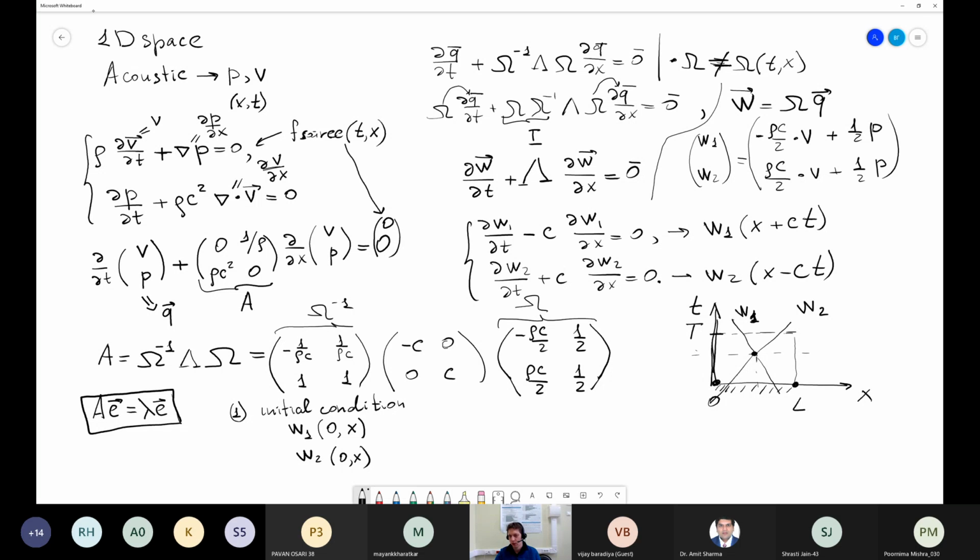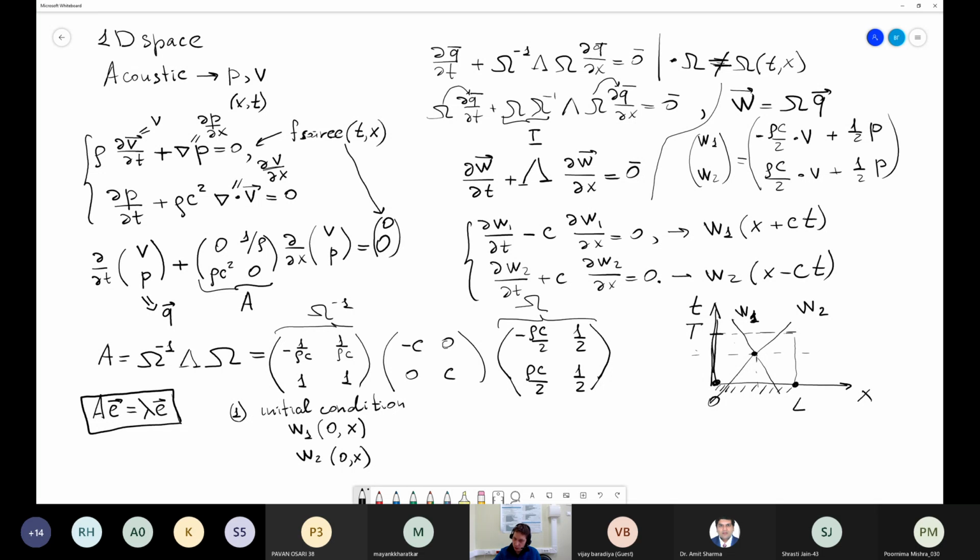So a single initial condition is necessary. For example, for steady state with the absence of stresses and velocities and movement of particles of the medium, we can set V equal to 0 and P equal to 0. That's why both components of the vector W will be equal to 0. But of course we can put here some other initial conditions.